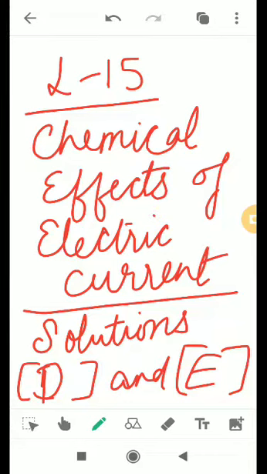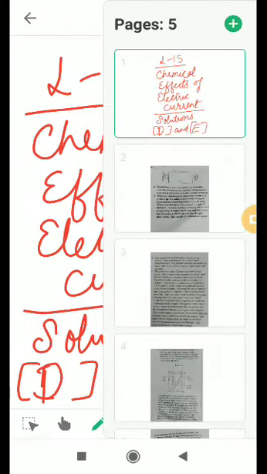Now today we are going to do the chemical effects of electric current, the answers of part D and E. Alright, so let us start with the D section first.